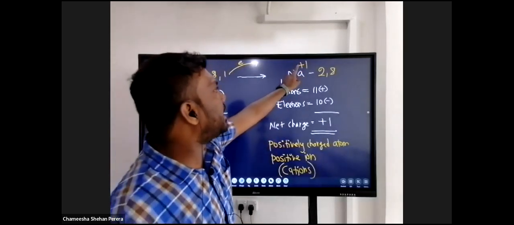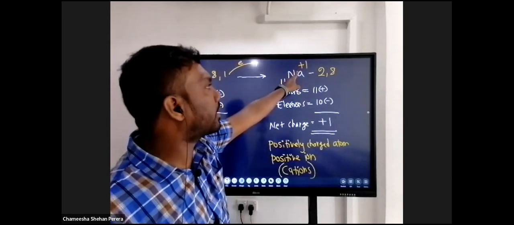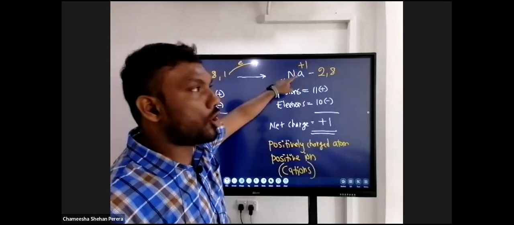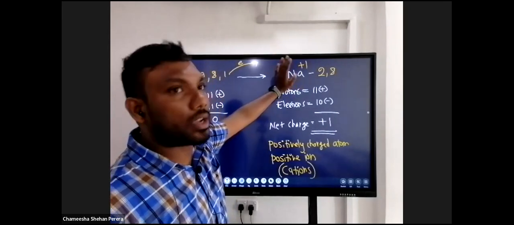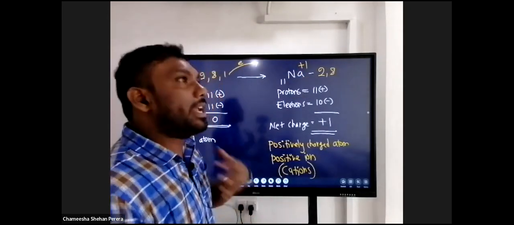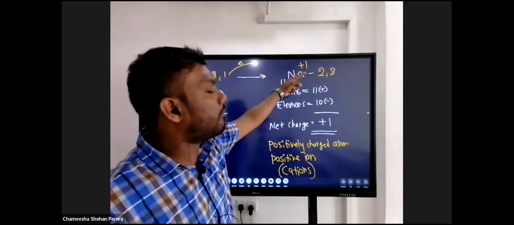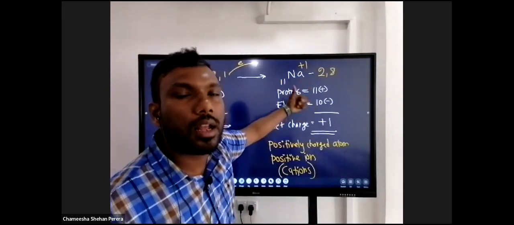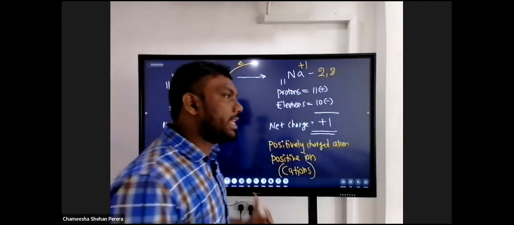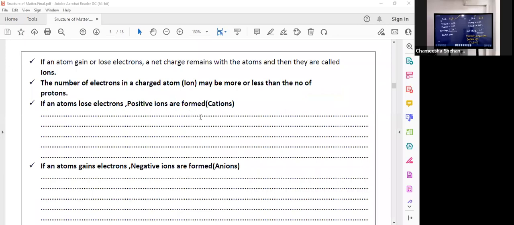So if you see an atom like this, with a positive sign in the right hand top corner, keep it in your mind. This type of atom is not neutral; it's a positively charged atom. How is a positively charged atom made? By losing electrons. So keep it in your mind. This is how positive ions, or cations, are made, right? How the positive ions are made, cations are made.